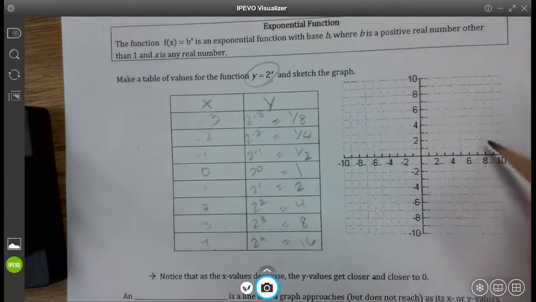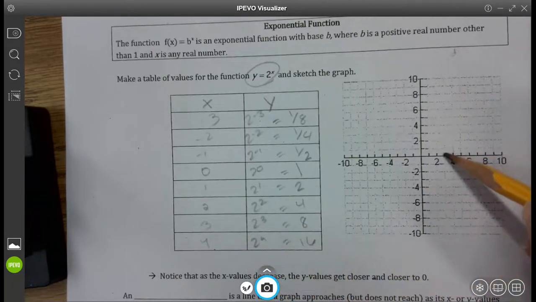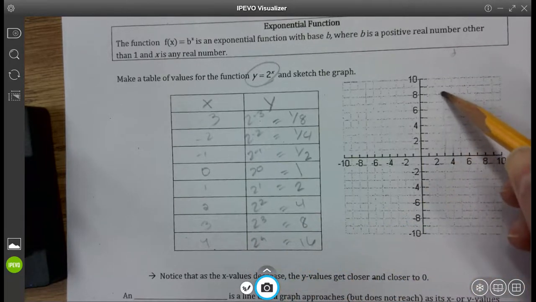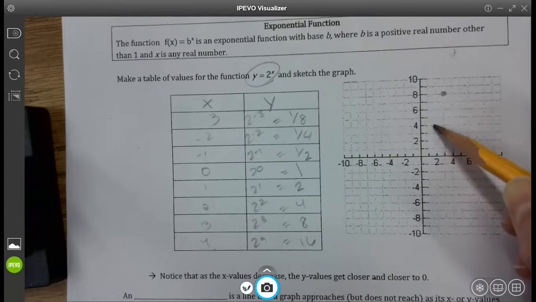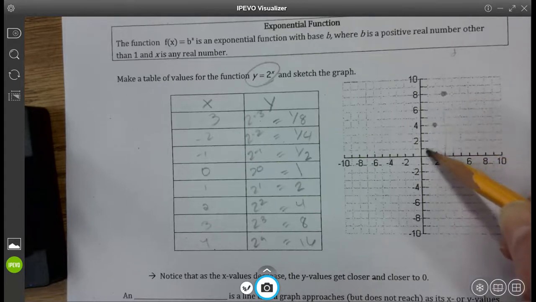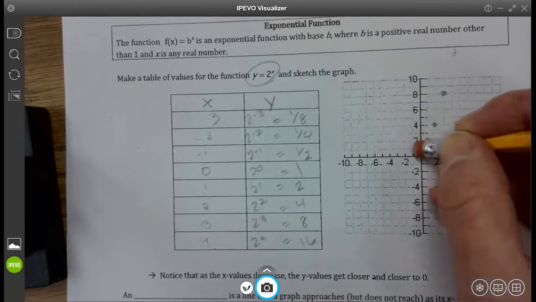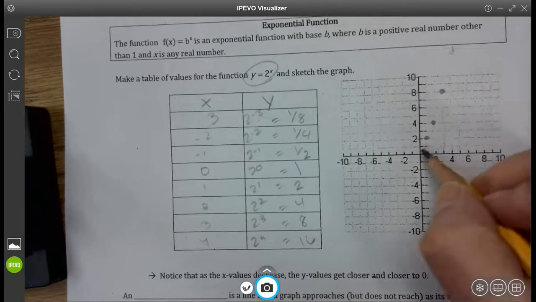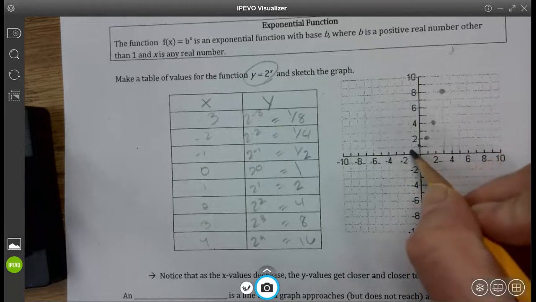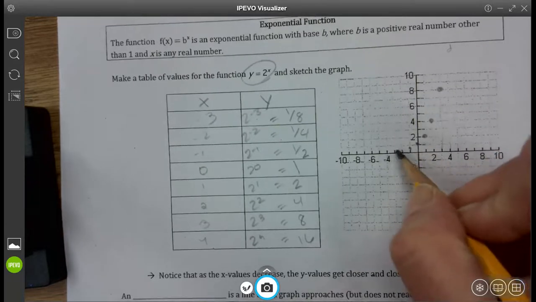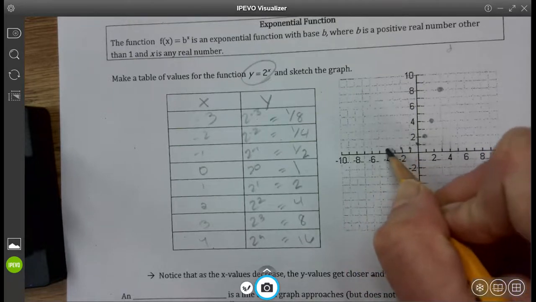So when we go to 4, we're going to get 16. Oh, that's way up here. When we get 3, we're going to go to 8. 2, it's going to be 4. 1 is 2. 0 is 1. -1 is 1/2. -2 is 1/4. -3. Oh, we're getting lower and lower.